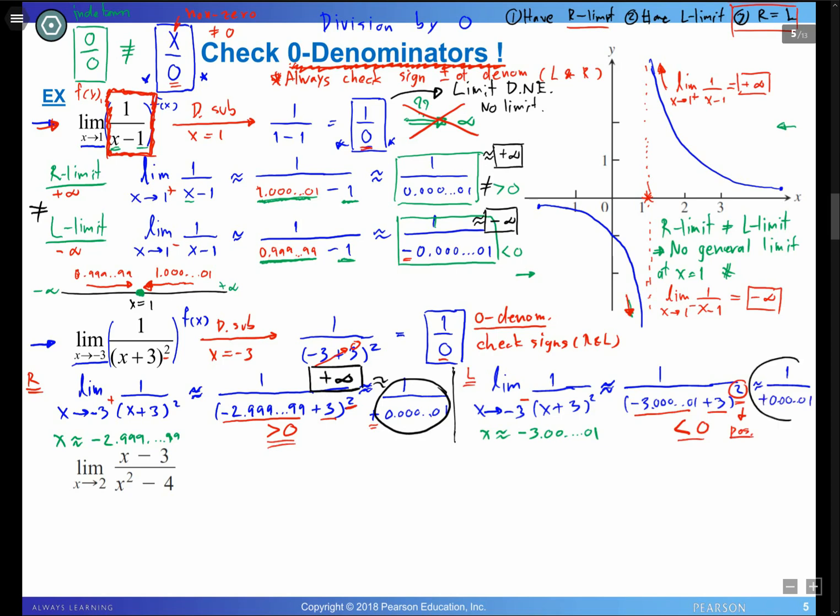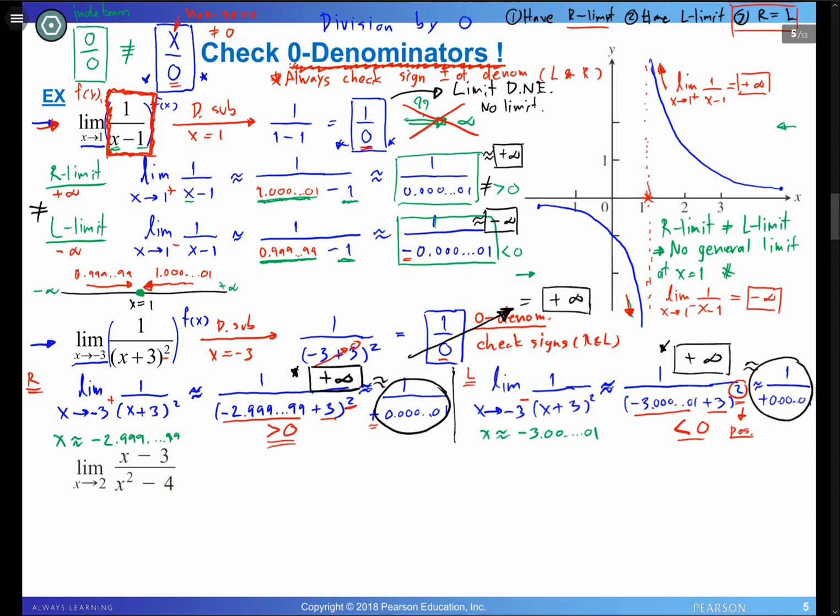And with this, 1 divided by a really small number that is positive, we know that this is about the same as positive infinity, and that is the value for the left-hand limit. As you can see here, right-hand positive infinity, left-hand positive infinity, same sign, same value. So we may conclude that the limit for this example exists and it's equal to positive infinity. Right-hand limit equals left-hand limit equals positive infinity.